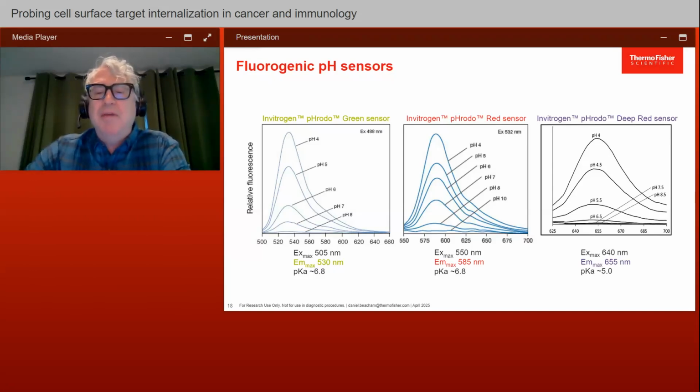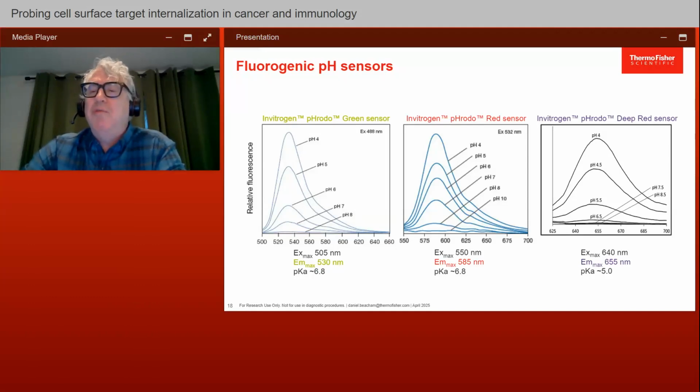And what I'll point out here is that even at neutral pH, 7 or 7.5, both of these dyes have a non-zero signal. These are dim dyes that get significantly brighter with acidification, and that makes them useful for visualizing the early stages in this maturation and trafficking.